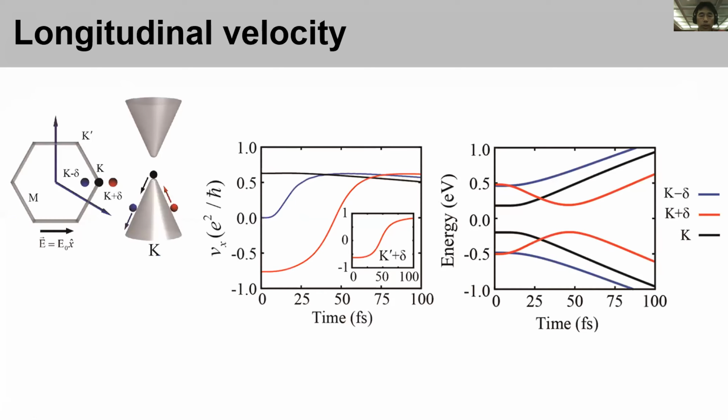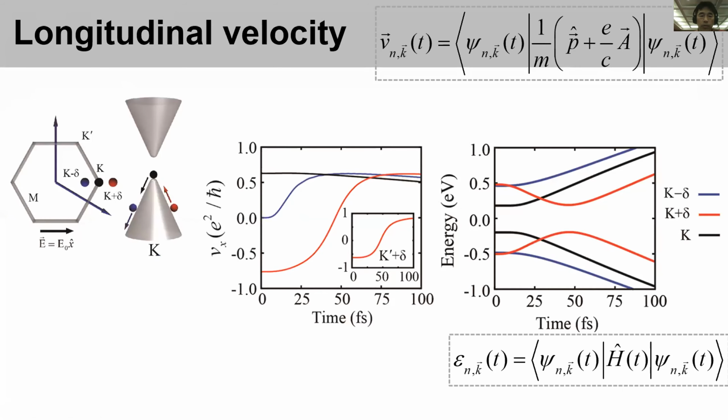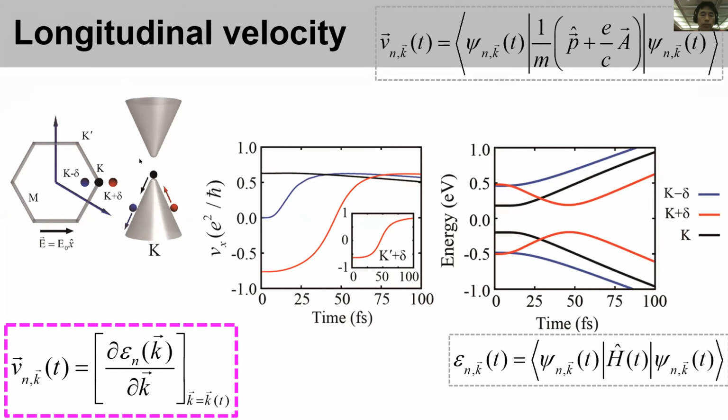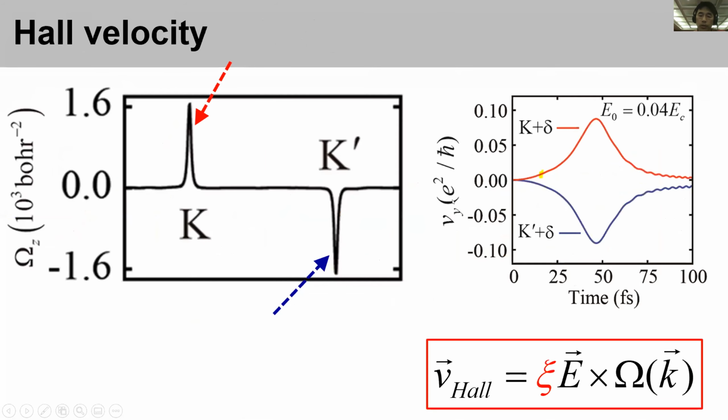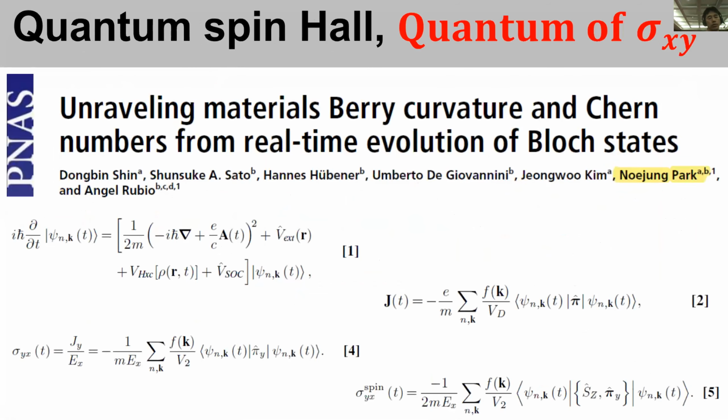external potential. For example, when we apply a static bias on graphene, this is the static calculation of Berry curvature, and this is the Hall velocity calculation obtained by the real-time evolution of TD-DFT. So the Hall velocity of the electron at the k value and the Hall velocity of the electron at the k prime value are very well reproduced.